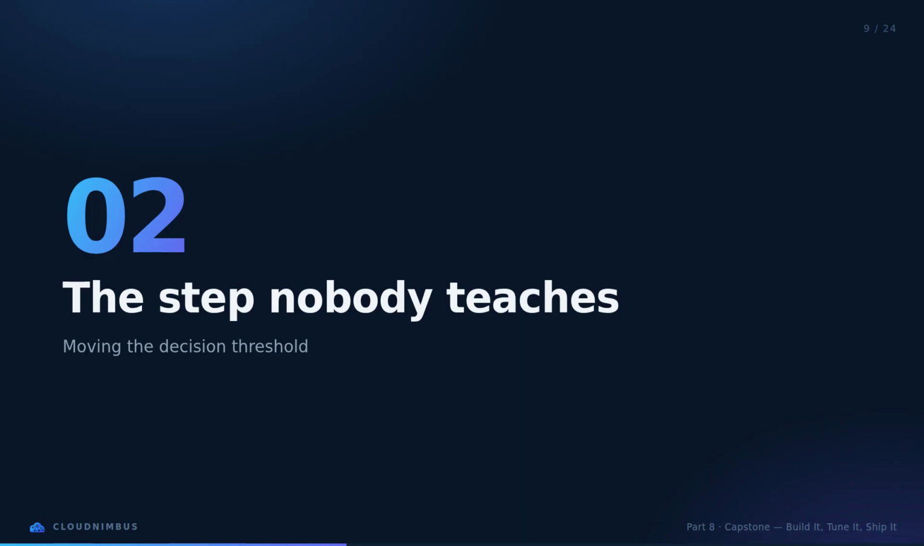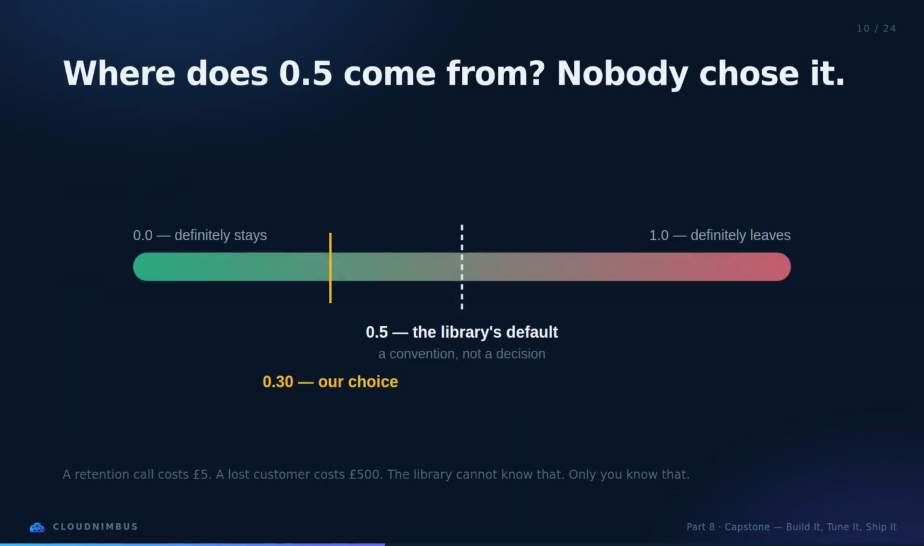At a threshold of 0.5, our model has precision of 66% and recall of 50%. It catches half the leavers. Now put money on it. A retention call costs £5 and a lost customer costs £500. Run that across the 1,409 customers in our test set, and the model produces a net result of minus £1,415. It is worse than useless. It costs more than it saves.